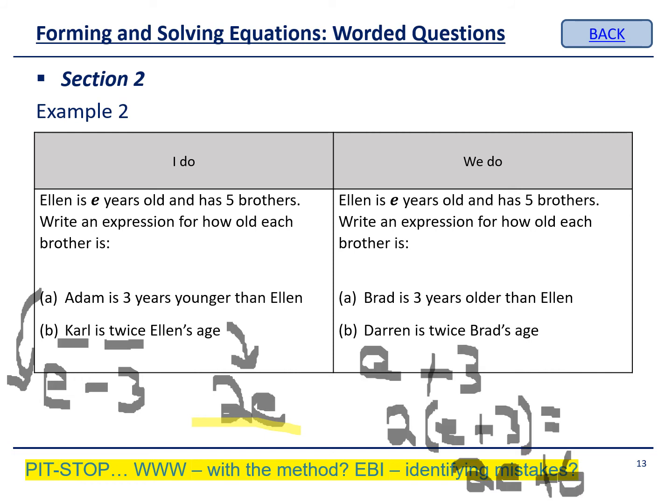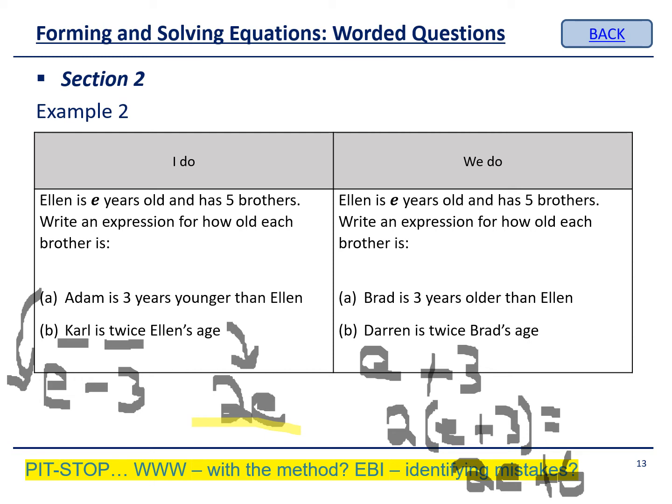Excellent effort if you got this one correct. So A was quite straightforward. Brad is 3 years older than Ellen, so E plus 3 for the 3 years older. Then it tells us that Darren, another brother, is twice Brad's age. Okay, so we've already got the E plus 3.